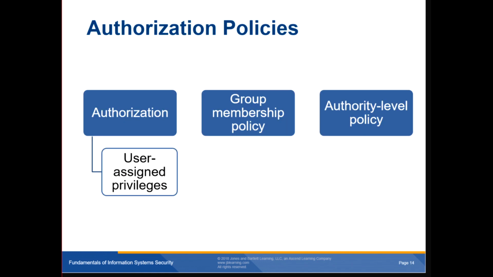Authorization policies. So the first step to controlling access is to create a policy that defines authorization rules. Authorization is the process of deciding who has access to which computer and network resources. In most organizations, authorization is based on job roles, background screening, and any government regulations. These conditions or policies are decided primarily by either a group membership policy or an authority level policy, as pointed out, group membership or authority level.